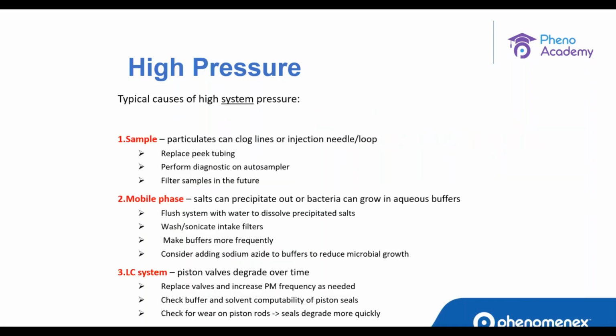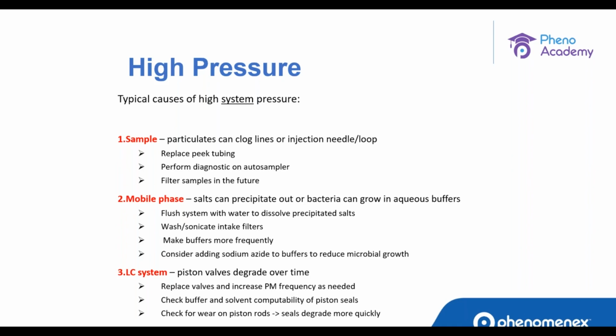For the typical causes of high system pressure, there are three different factors. The first one is the sample. Particle and matrix contamination can clog the liner or injector needle. We can try to replace the PEEK tubing, perform a check on the autosampler, and filter samples in the future. So the second factor might be the mobile phase.